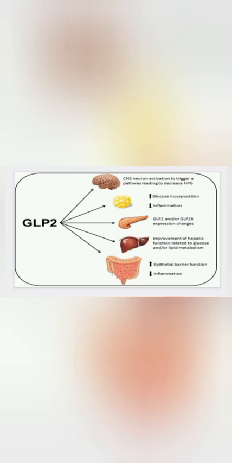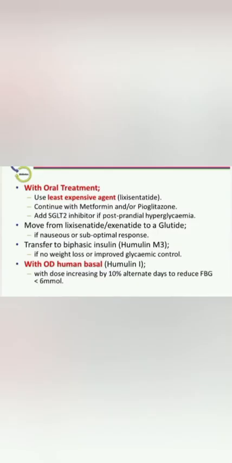Whereas GLP-2 analogs activate CNS neurons to trigger a pathway leading to decreased HPG. Glucose incorporation increases, inflammation decreases, whereas in the liver there is improvement of hepatic function related to glucose or lipid metabolism. In treatment, use the least expensive agents. Continue with metformin or pioglitazone. Add an SGLT2 inhibitor if there is postprandial hyperglycemia. Move from lixisenatide and exenatide to a GLP-1 agonist if there is neurosis or suboptimal response.